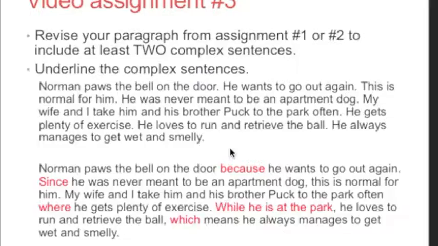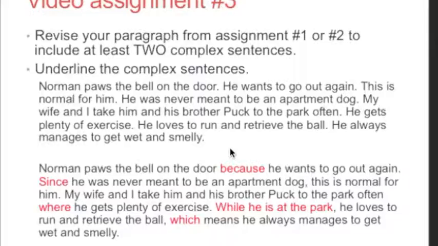Let's look at the next 2. The original paragraph has, this is normal for him. He was never meant to be an apartment dog. So I've just reversed those. There's another cause and effect relationship. Since he was never meant to be an apartment dog, comma, this is normal for him. Okay, so there I've started off with the dependent clause, and I've moved into the independent clause. Okay, and so I've separated those with a comma. All right, let's go to the next sentence.